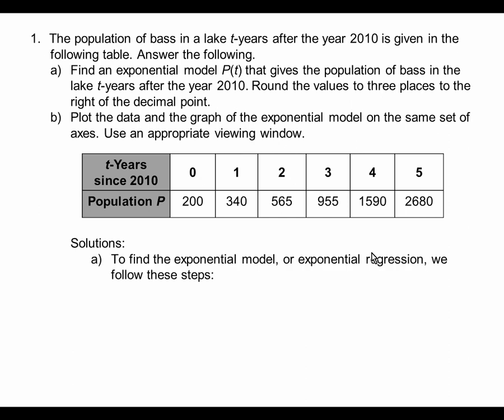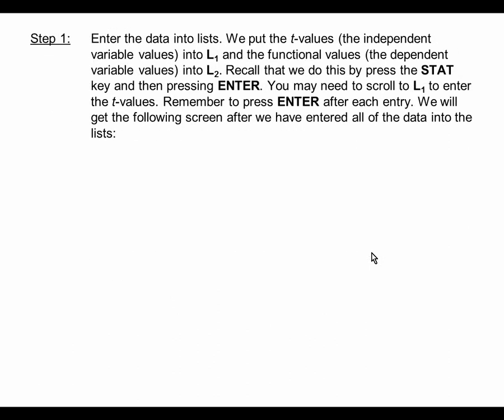Okay, in part A, to find the exponential model or exponential regression, we follow these steps. So basically, these are the steps to get an exponential regression. Step 1, enter the data into the lists. We put the t-values, the independent variables, into L1, and the functional values, which are the dependent values, into L2. So remember to do that, you're going to press stat, and then enter and enter. And we're going to start putting the entries in.